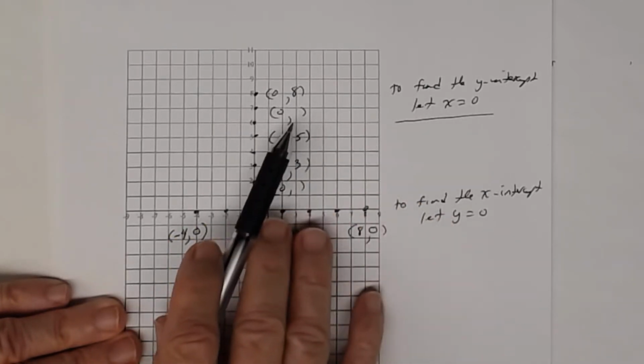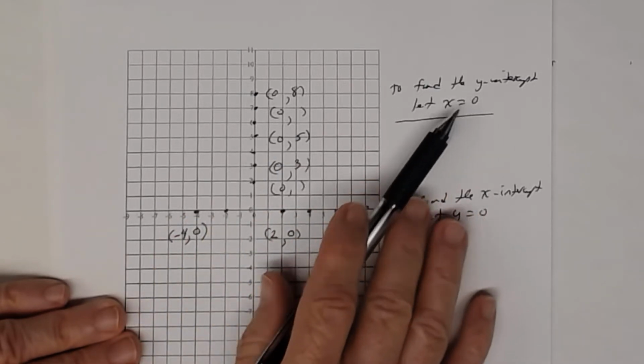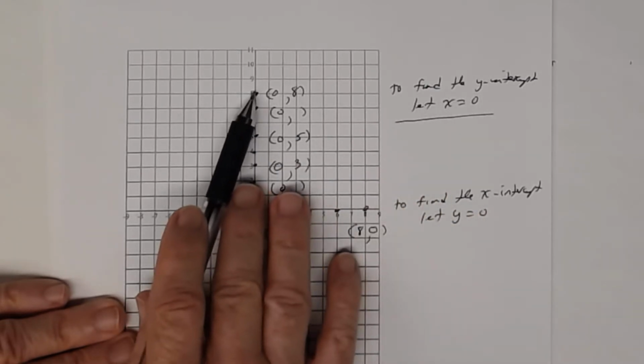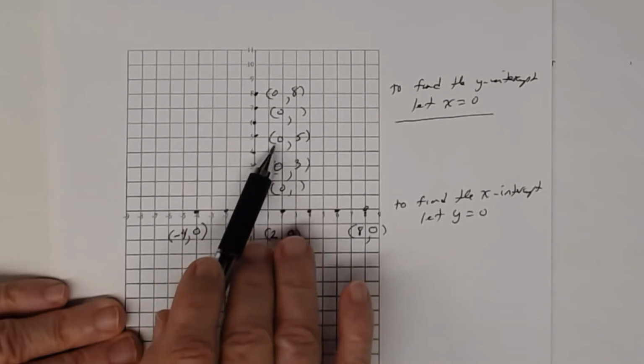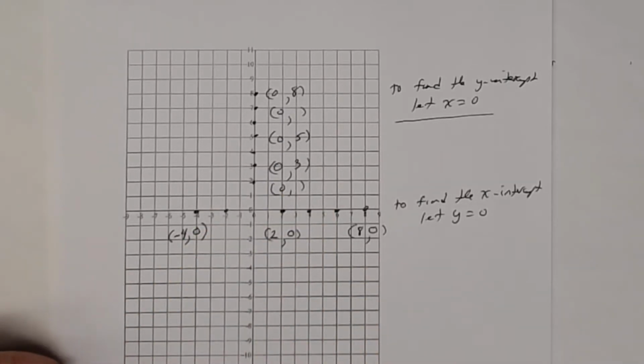To find the y-intercept, you let x equal 0, because no matter where you are on the y-axis, your x-coordinate is always 0. All right, so let's look at an example now.